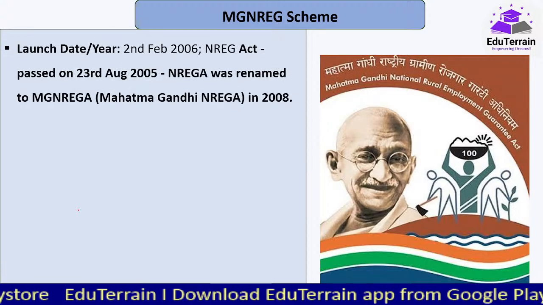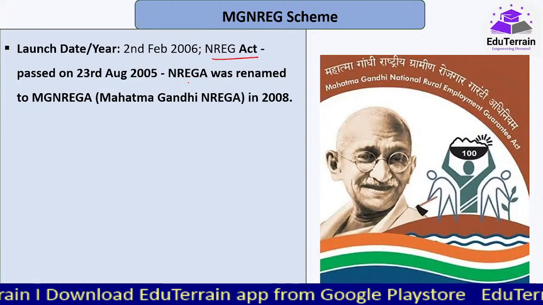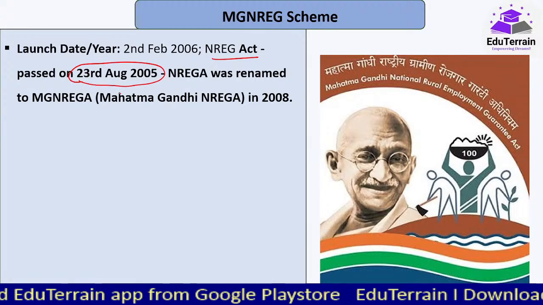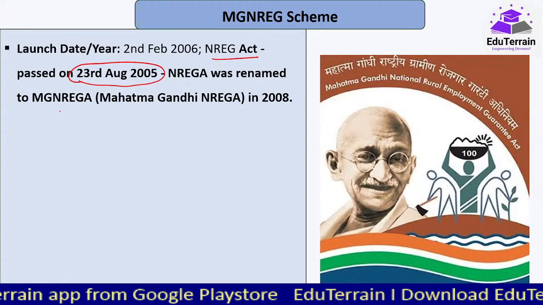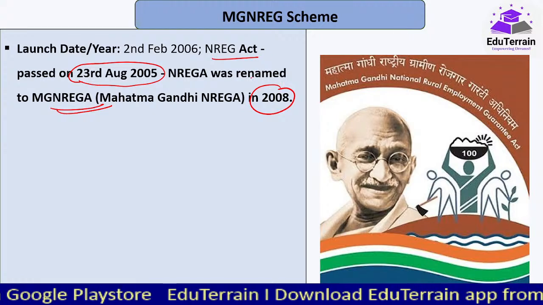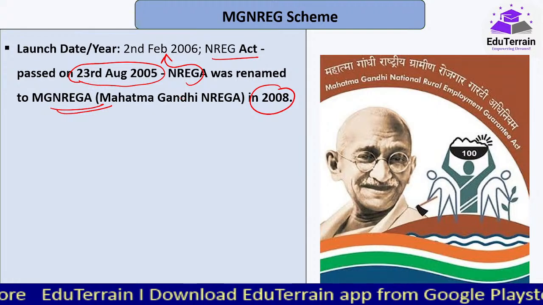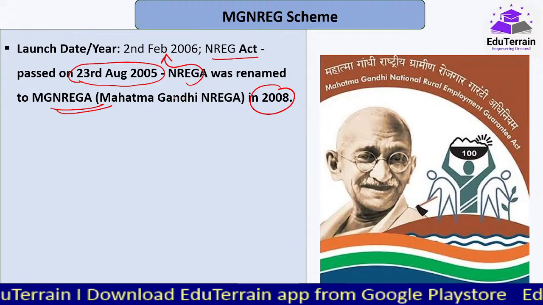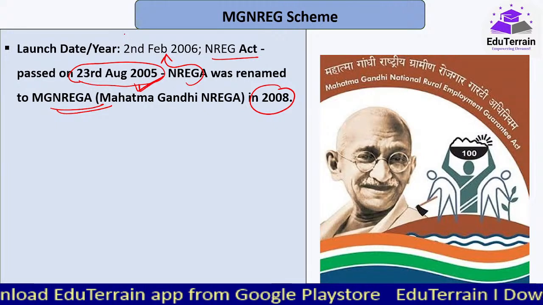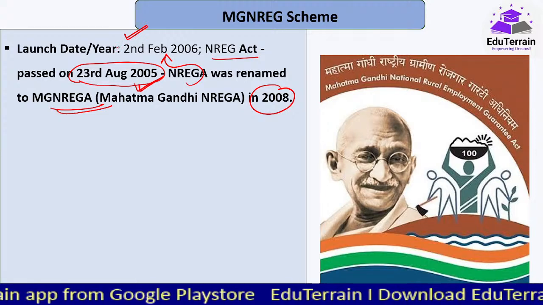The MGNREG scheme was launched as part of the NREG Act, that is National Rural Employment Guarantee Act, which was passed on 23rd August 2005. Later it was renamed as the Mahatma Gandhi National Rural Employment Guarantee Act in 2008. Based on this act, the scheme was launched on 2nd Feb 2006. So please be very careful whenever they ask when this act was enacted. It would be 2005. And when we talk about the MGNREG scheme, the launch year would be 2006.